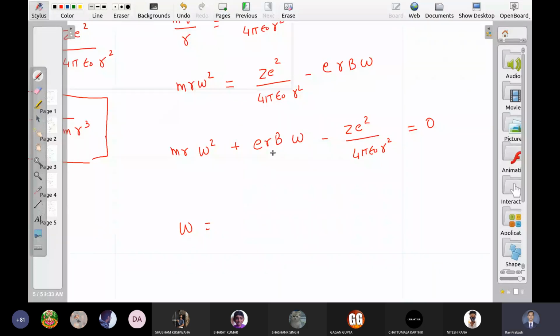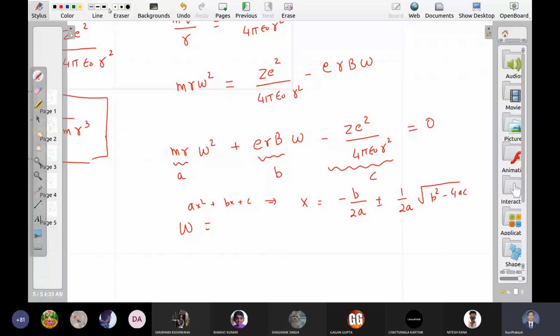So this is one constant A, this is another constant B, this is third constant C. So we have an equation like ax square plus bx plus c. What is x from this equation? I think minus b by 2a plus minus, this is the answer, right?